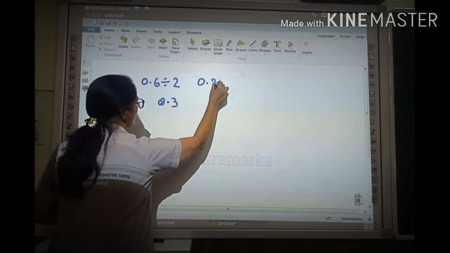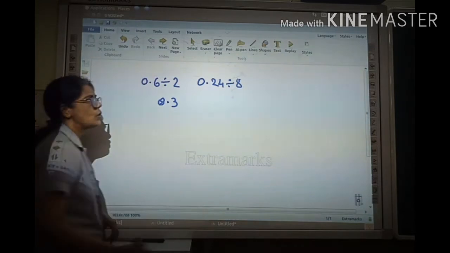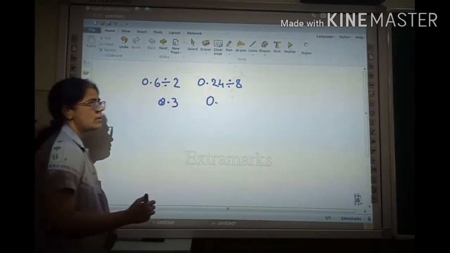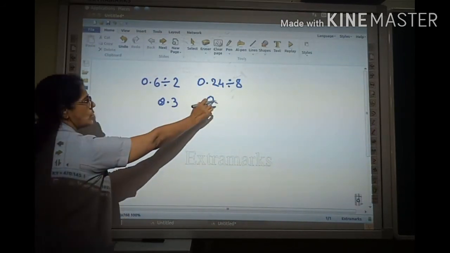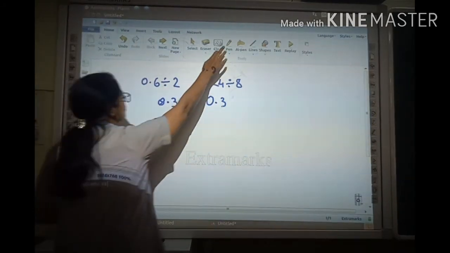Suppose 0.24 divided by 8. So for decimal, first we have to point the decimal dot. Since the whole number is not there, first we will place 0 in the whole number, then 8 3s are 24. So this way you can solve the sum orally also, right?